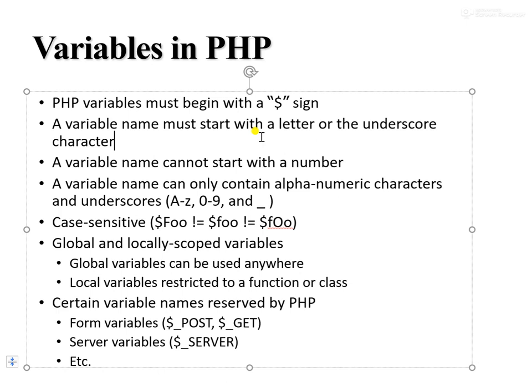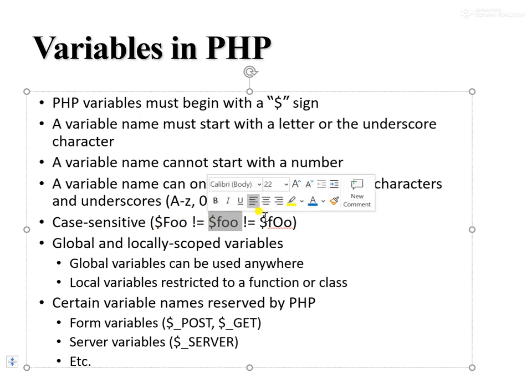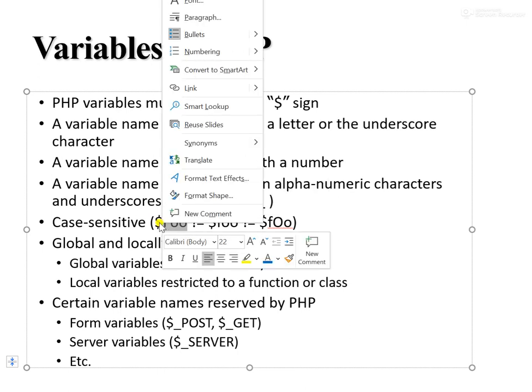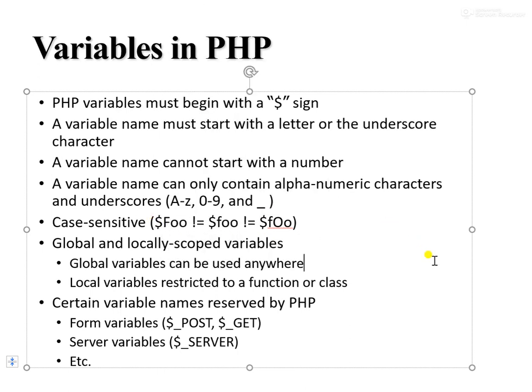PHP is case sensitive. These three will be considered as three different variables: this foo, and this foo. So this foo is not equal to this foo, is not equal to this foo. Although all three variables are foo, we write them in different case, so PHP will consider these as three different variables. Variable names always start with a $ sign.